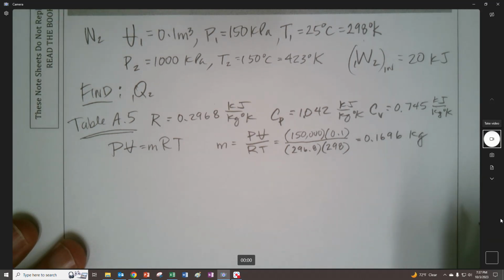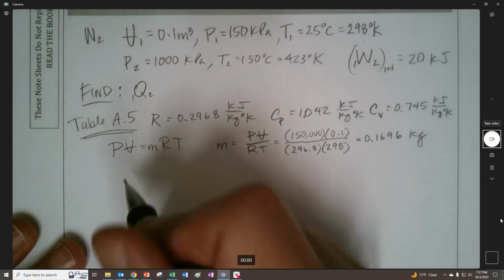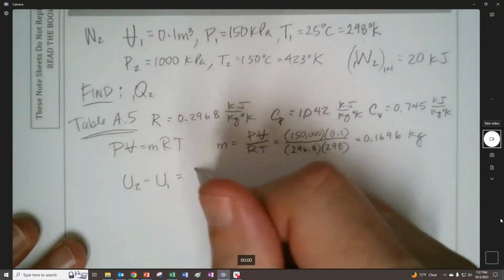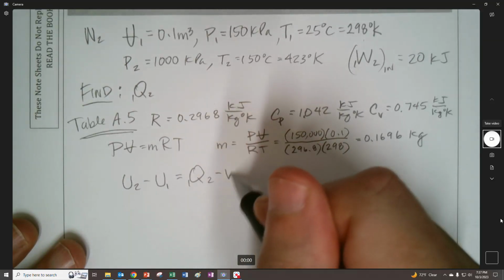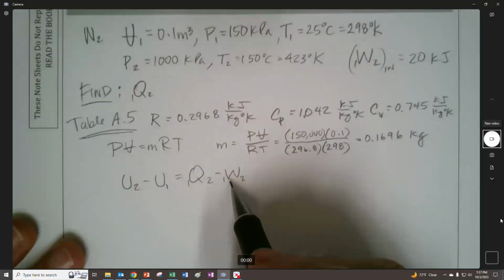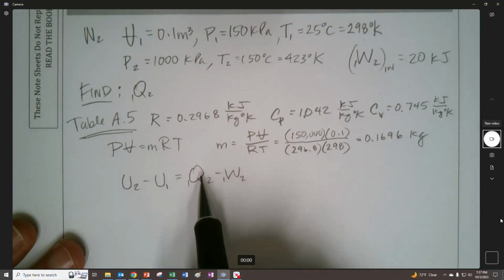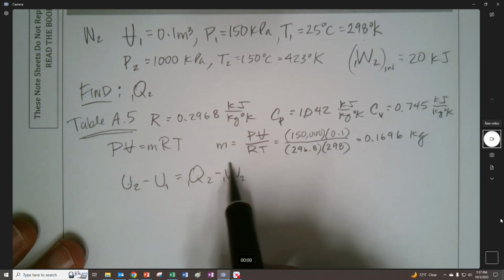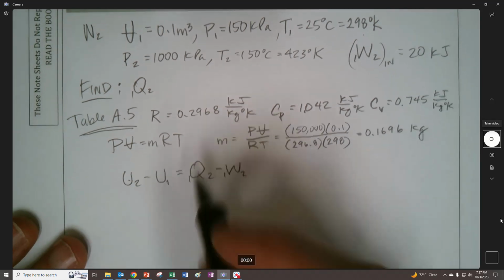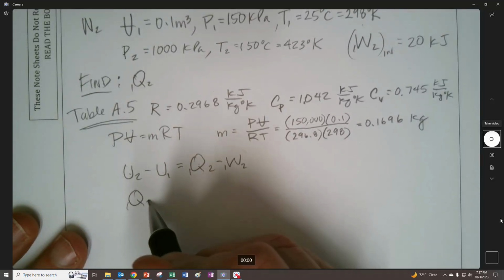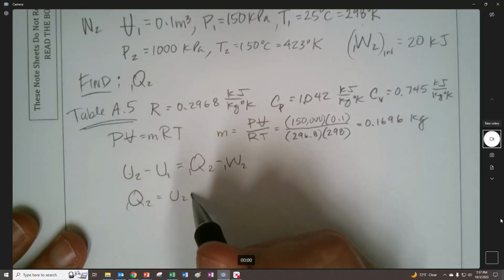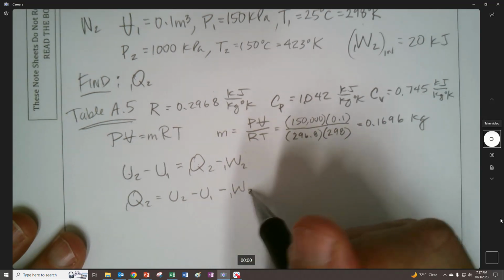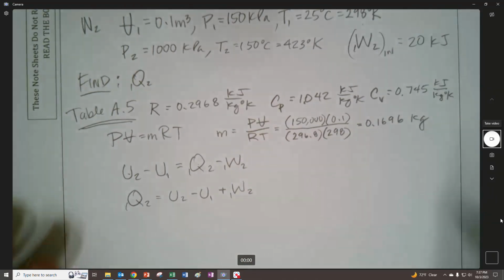I decided just to go ahead and go with the basic approach first, 1 to 2. We could find this heat if we know the change in internal energy, and we're already given the work right here. So let's rewrite this out. Q1 to 2 is going to be equal to U2 minus U1 minus W1 to 2. No, plus. Gotcha.